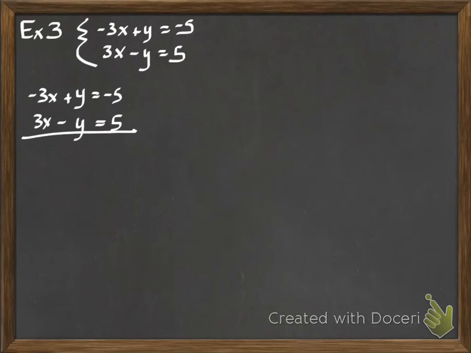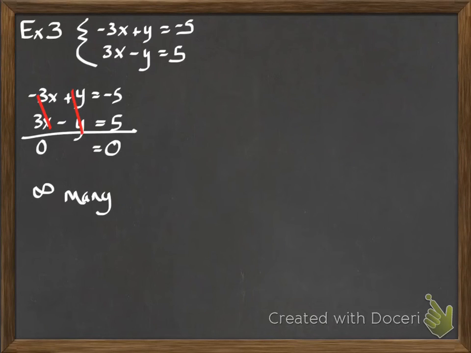Now, when I add these equations, negative 3x plus 3x is 0x. y minus y is 0. So they both cancel out. Unlike the last ones we've been working where only one is canceled out. When they both cancel out, you know you're at a point where you're either going to have no solution or infinitely many. In this case, because both sides gave us 0, that means this is infinitely many solutions.